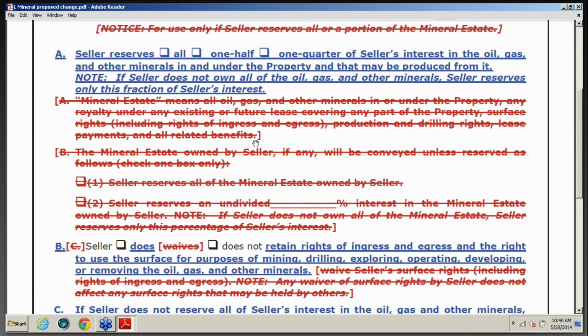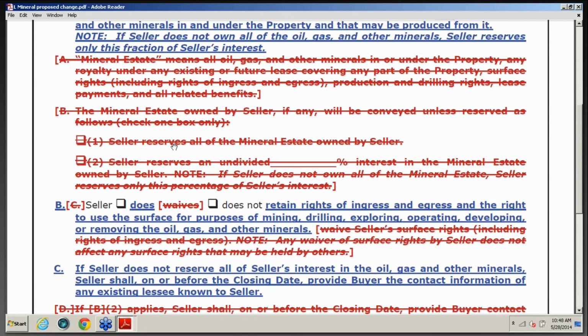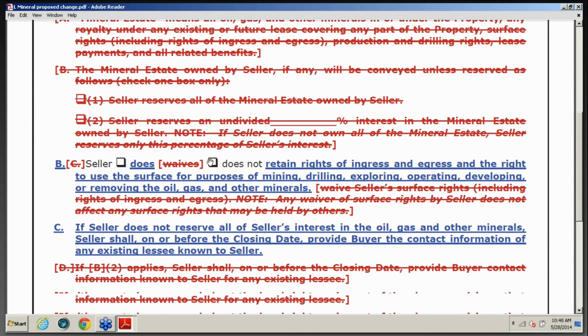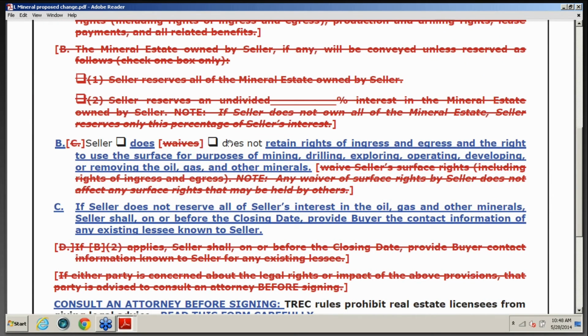They have knocked out all the other verbiage about they either reserve all, they reserve undivided, production of drilling rights. All that has been removed. And then they're going to say either the seller does or does not retain rights of ingress and egress and the right to use the surface for purposes of mining, drilling, exploring, operating, developing, or removing the oil, gas, and other minerals. So basically, the surface rights is what it's talking about, and it just kind of goes in detail.